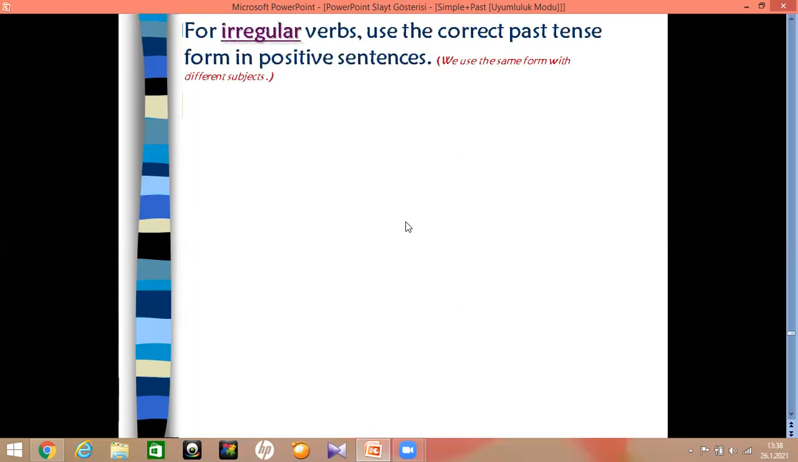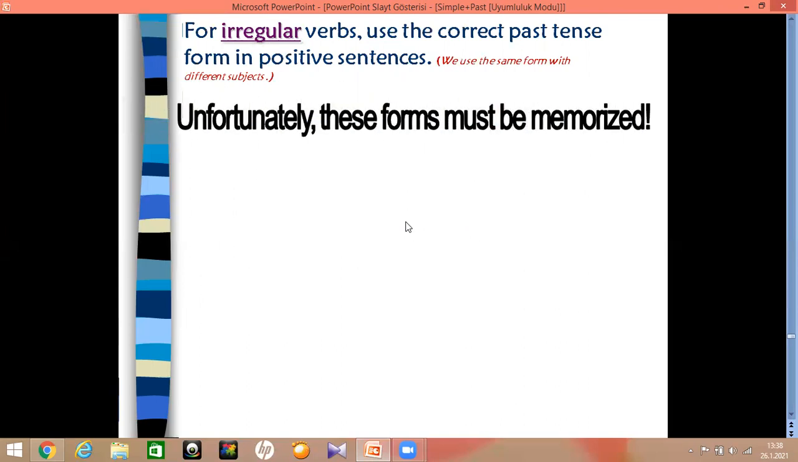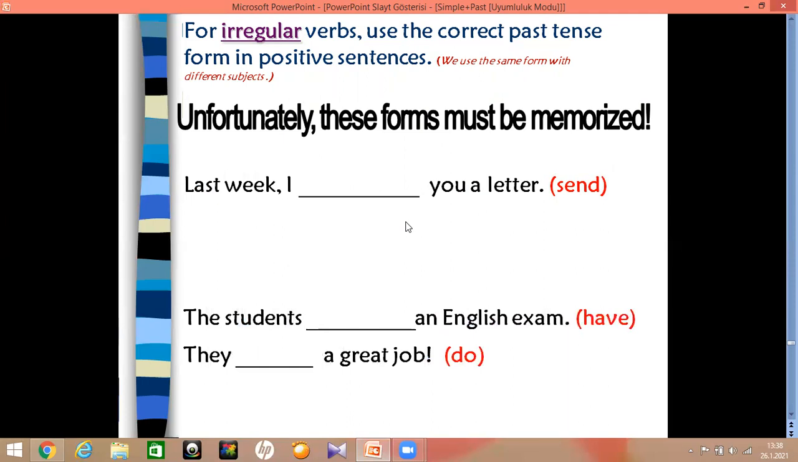For irregular verbs, use the correct past form in positive sentences. Unfortunately, these forms must be memorized. Last week, I sent you a letter. The students had an English exam. They did a great job.